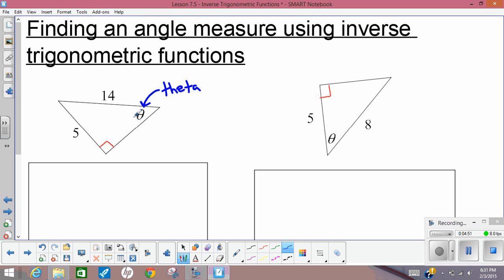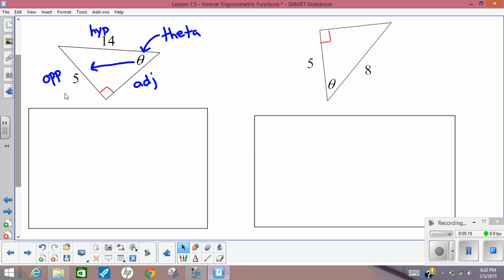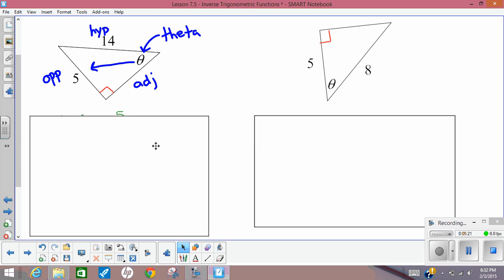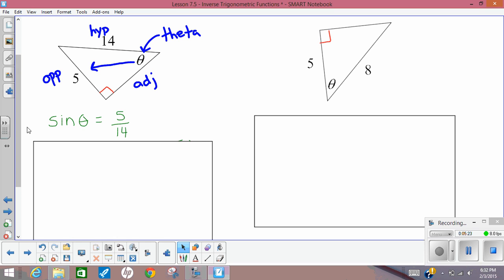So we can start by labeling our sides. 5 is my opposite side. 14 is my hypotenuse. And this side that we don't have anything written down for is my adjacent. So I know that my opposite side is 5, my hypotenuse is 14. That should trigger me to use the sine function because opposite and hypotenuse gives me sine. So we can write the sine of this angle theta is equal to 5 over 14.